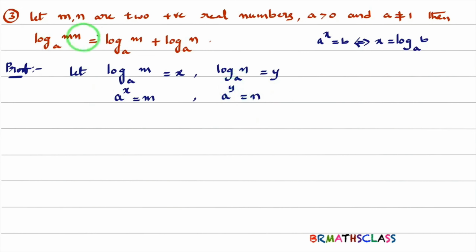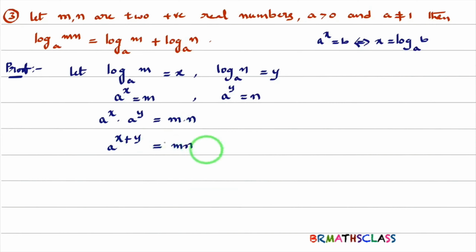Okay, I want to prove this result. To prove it, I'll just multiply these two things, a power x into a power y. What is a power x? A power x is m, and a power y is n. As we know, bases are equal, so powers should be added. That is a power x plus y equal to m into n, which is mn.